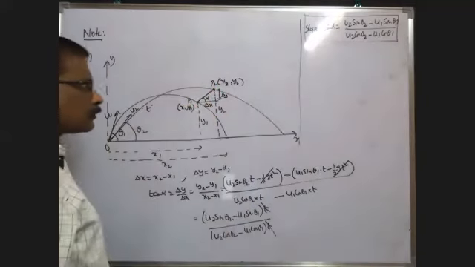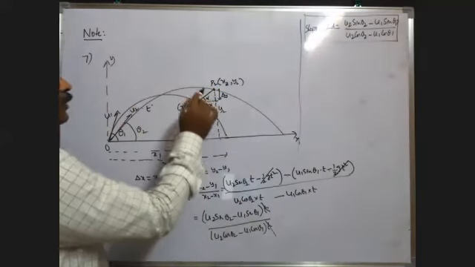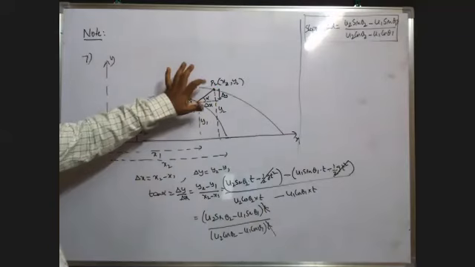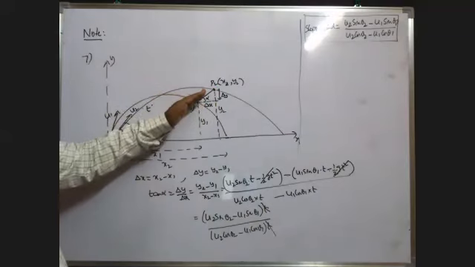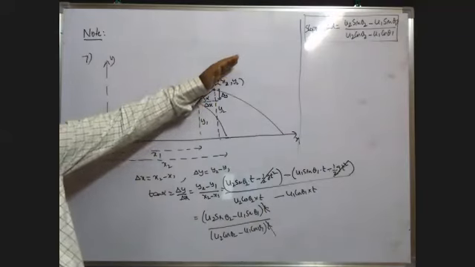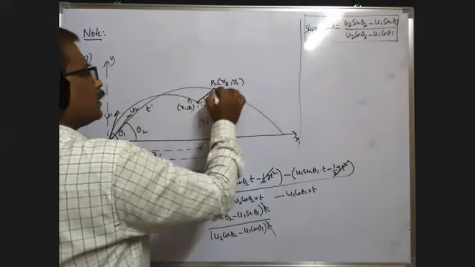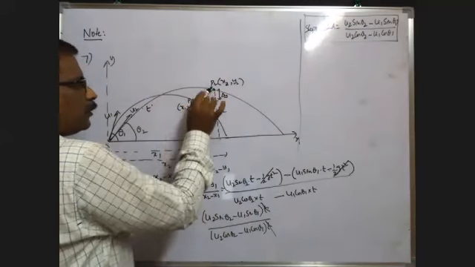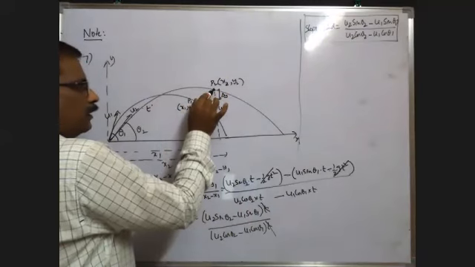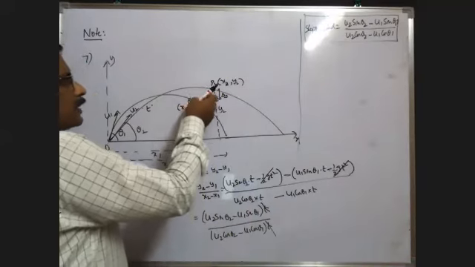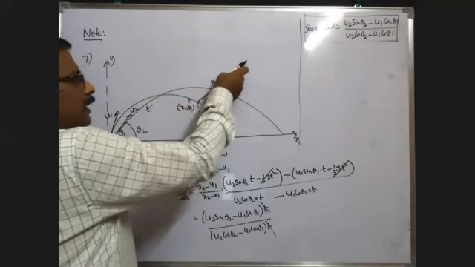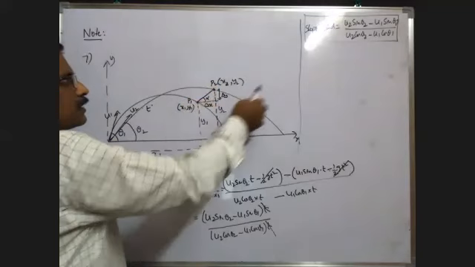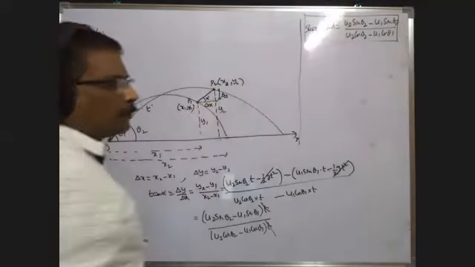Now, in this case, when you see projectile 2 with respect to 1, it appears to be traveling along this straight line. At that instant, when you see the second projectile from the first projectile, the second projectile seems to travel along this direction. The angle made by this straight line with the horizontal axis is equal to alpha, which can be obtained by using this formula.